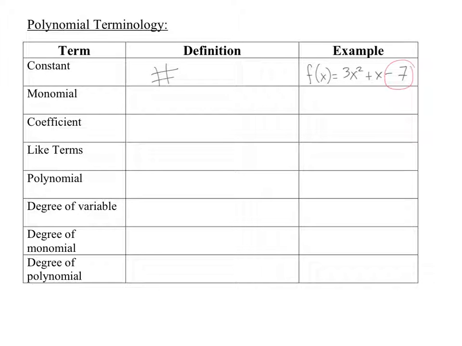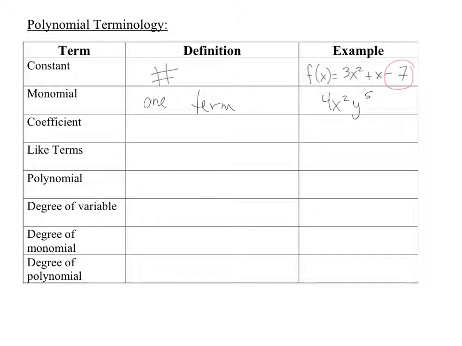How about a monomial? What does monomial mean? Yeah, so let's say one term. It has one term. So for example, a monomial would be something like 4x squared y to the 5th. That's a monomial. That's all one term.